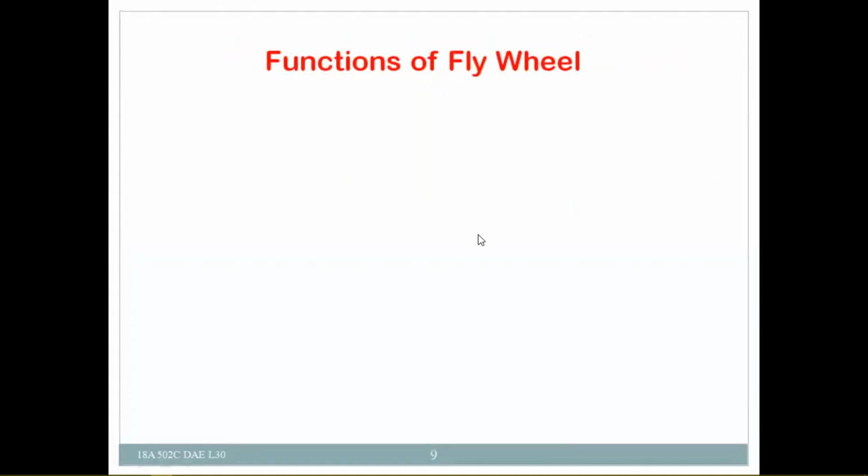So what are the functions of a flywheel? Before discussing the functions, let us see the need for the flywheel. In IC engines, internal combustion engines, there are four strokes: the suction stroke, the compression stroke, the expansion stroke, that is called the power stroke, and the last one is the exhaust stroke.